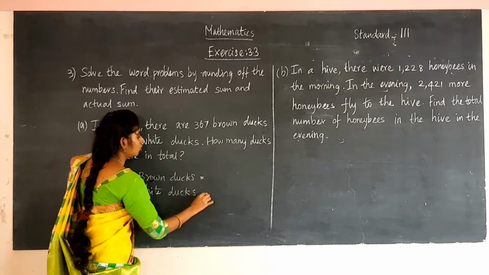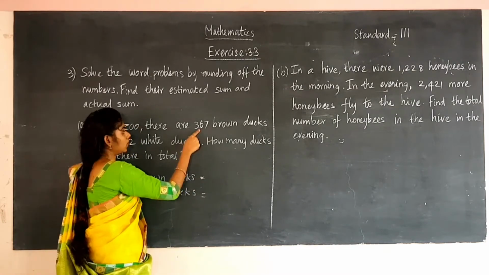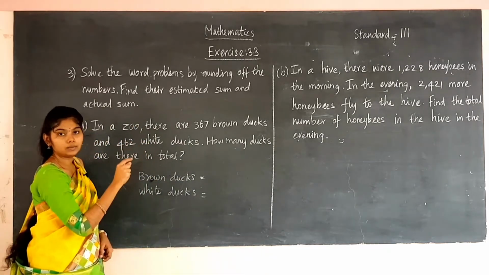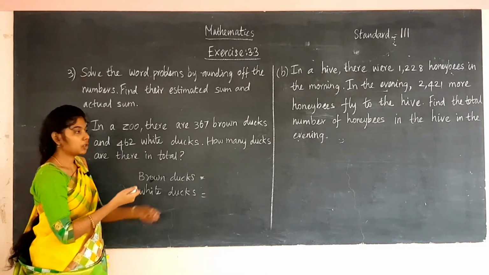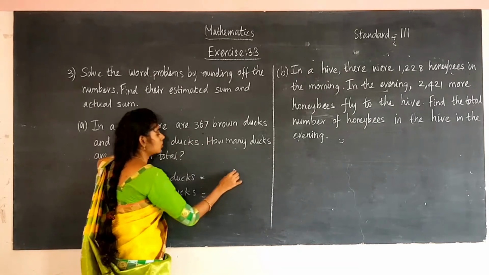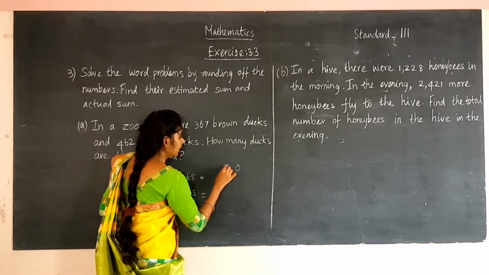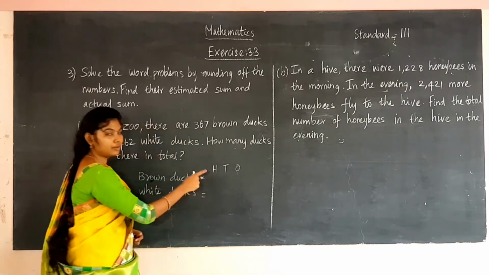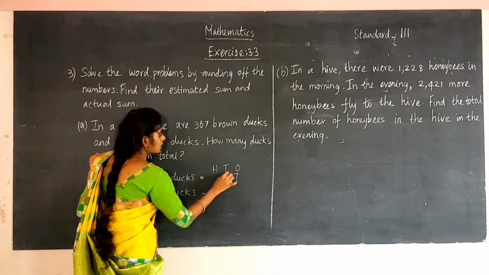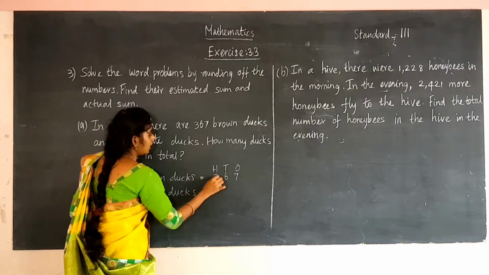First you have to give the places for each one. Up to which place will you write? Up to the hundreds place. Why are you writing up to hundreds? Because it is a 3-digit number. So write up to hundreds, ones, tens, hundreds. Now fill the values in the places. 7 in the ones place, 6 in the tens place, 3 in the hundreds place.